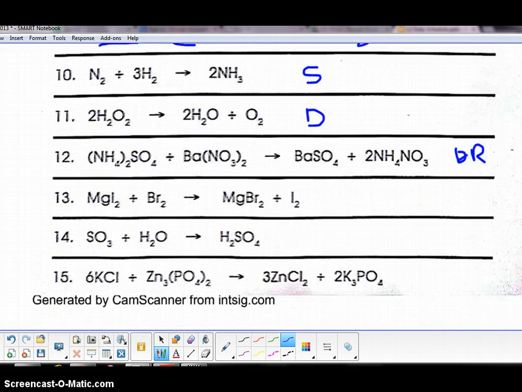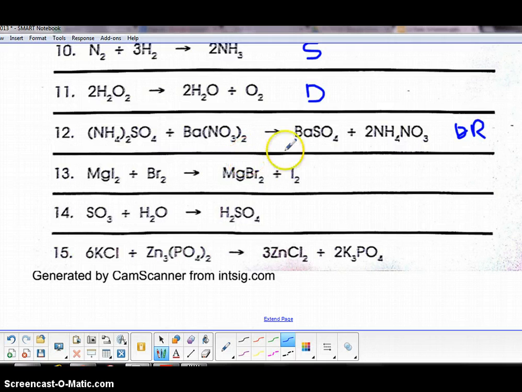Number 13, I have 4 things. So again, it's either single replacement or double replacement. So here's ionic. But wait a minute, what's this Br2? Is that an element or is it a compound? It's an element. It's a diatomic element. And so this is a reaction, and so it's not double, but a single replacement, because only the bromines and the iodines swapped.